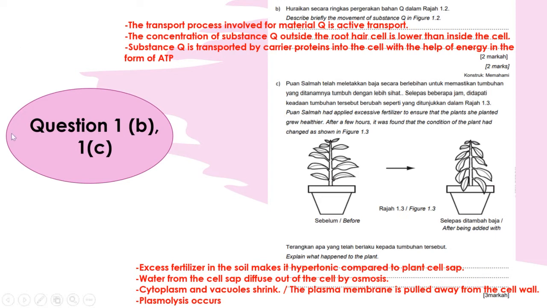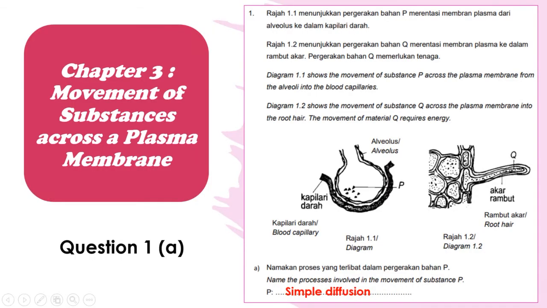Alright, so now let's go to question 1B and 1C. Question 1B: describe briefly the movement of substance Q in figure 1.2. Okay, let's take a look at diagram 1.2. In this diagram, what can we see here? Substance Q moves across a plasma membrane into the root hair cell. Okay, this process requires energy.